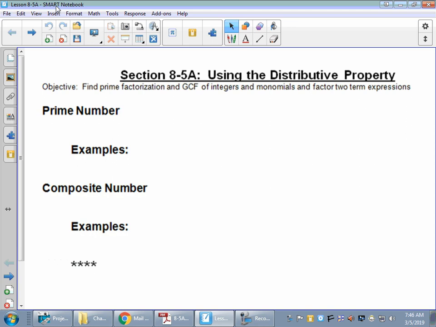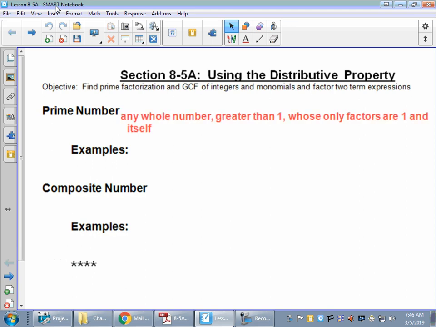We're going to talk about prime factorization and greatest common factor of integers and monomials, and then we're going to factor out two-term expressions. So we've got a lot to do today. This is a large section of notes, so hopefully we're ready to roll. So let's first talk about a prime number.